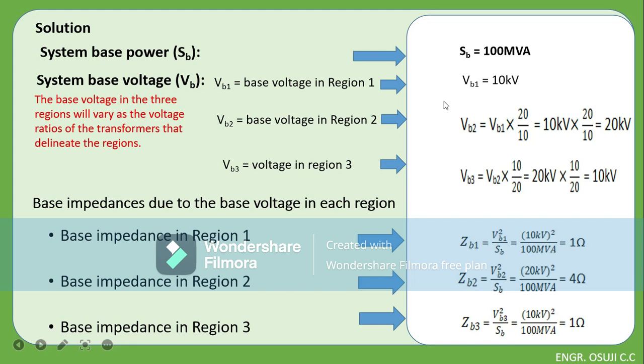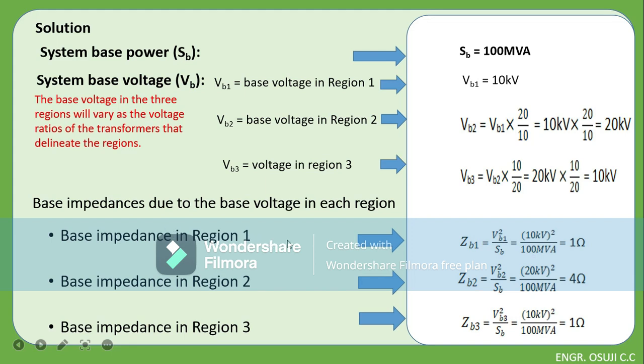Now region 2, which is due to the transformer, transforms this 10 kV into 20 kV. Now we also have the second transformer, which divides the power system. It transforms this 20 kV coming in finally into 10 kV. So having found the base voltage of the three sections, the next step becomes to look for what? The base impedance in the three regions.